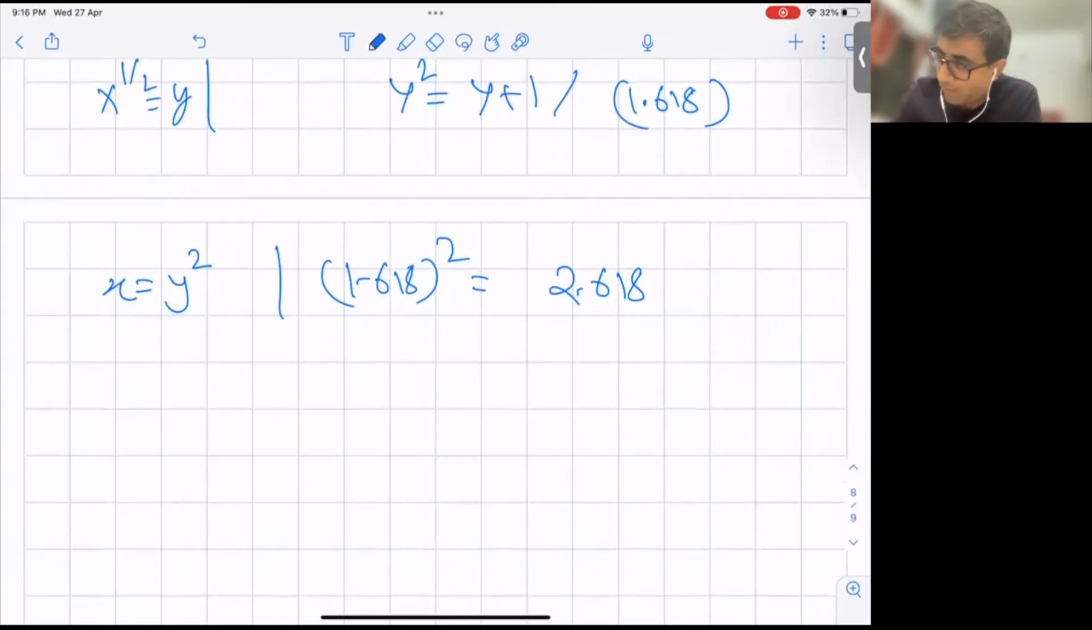Somehow, I really felt very nice when I saw the first time that 1.6108 whole square is just 2.618. Maybe not everybody. I think so. Like, this is what I remember. Yeah, it is something like that.